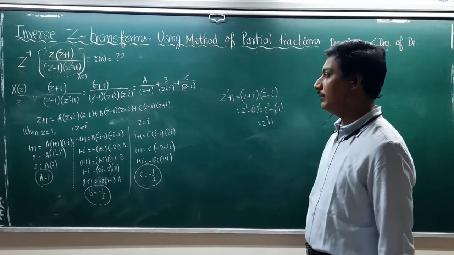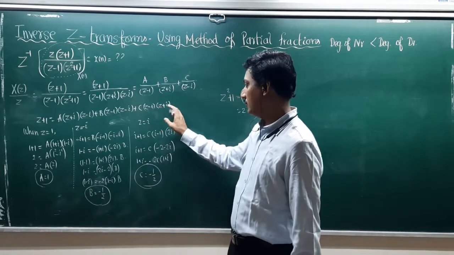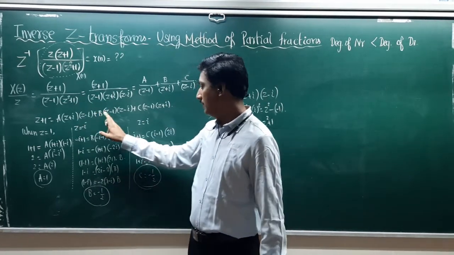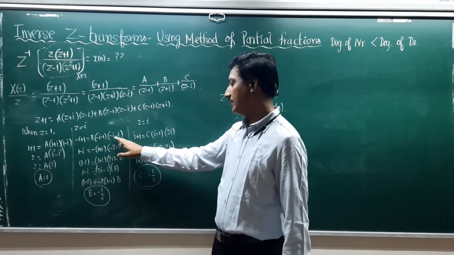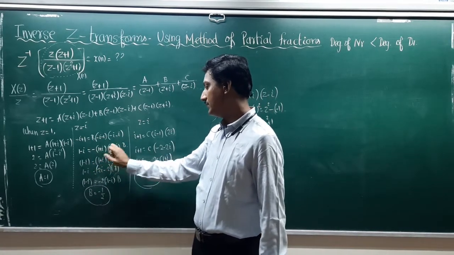Similarly, we put z equal to minus i. What will we get? Minus i plus i is 0. Minus i plus i is 0. So this a and c become 0. This term is minus i minus 1, minus i minus i. So minus 2i here, and take minus outside, we get 1 plus i.